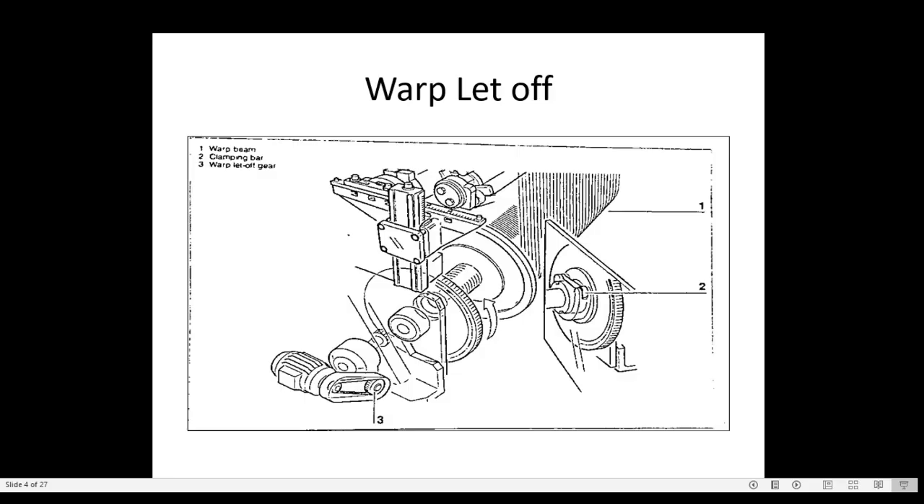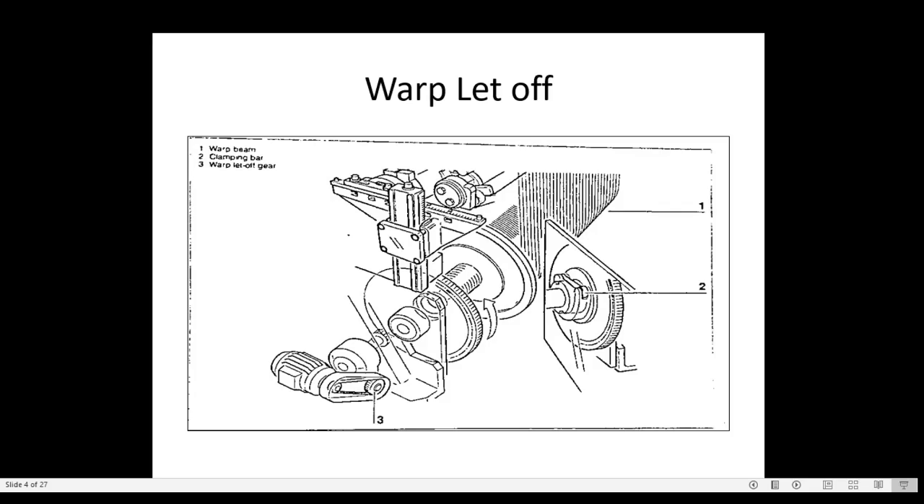The link with the warp let-off gear is disconnected. See here, there is a clamp. How do we release the complete beam from this let-off device? When we release the clamp, both sides, left hand and right hand, have clamps. When we remove the clamp, the beam automatically comes out onto the trolley, and easy handling is there.